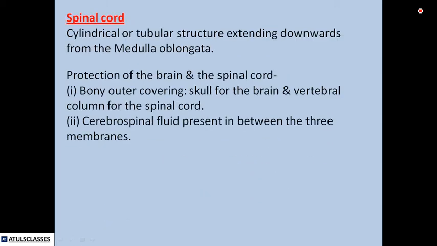Now, what is the role of the spinal cord? The spinal cord is the second important organ of the central nervous system. This is a cylindrical tubular structure extending downwards from the medulla oblongata, and it is covered by the vertebral column. The vertebral column covers the spinal cord and protects it from any injury from the external atmosphere. There is cerebrospinal fluid present between the three membranes that cover it.